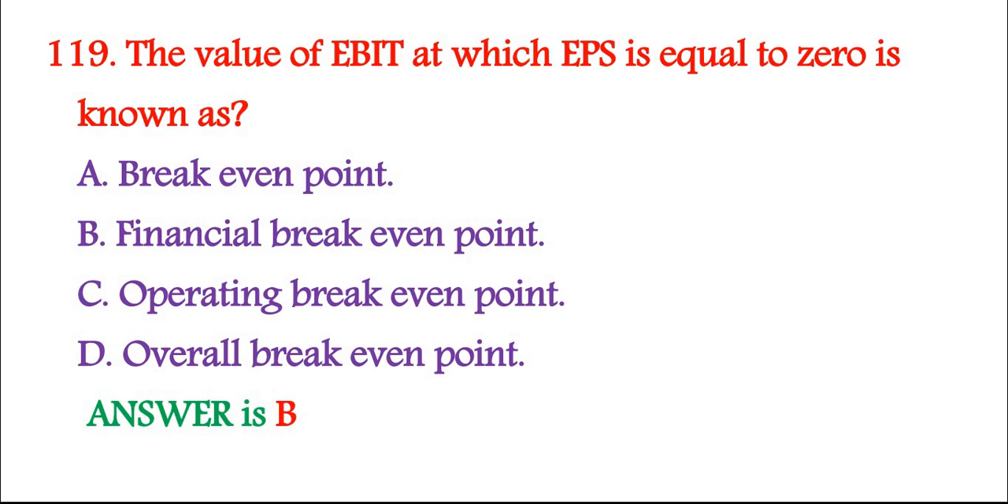119. The value of EBIT at which EPS is equal to 0 is known as A. Break-even point. B. Financial break-even point. C. Operating break-even point. D. Overall break-even point. Answer is B.